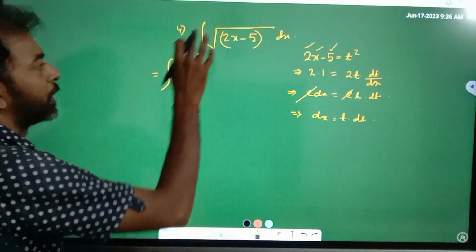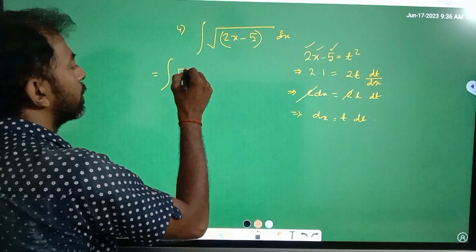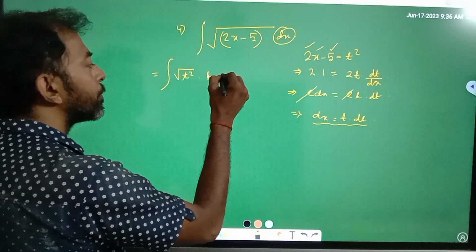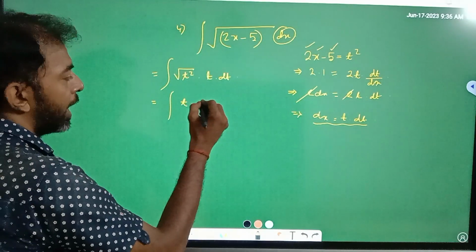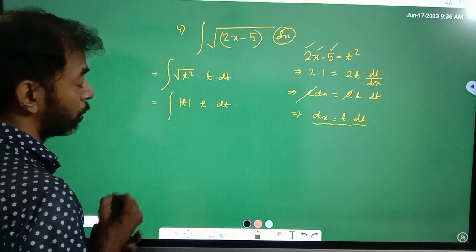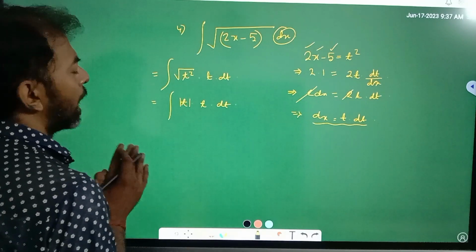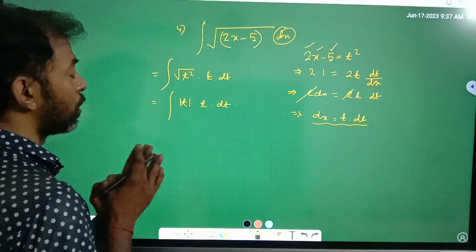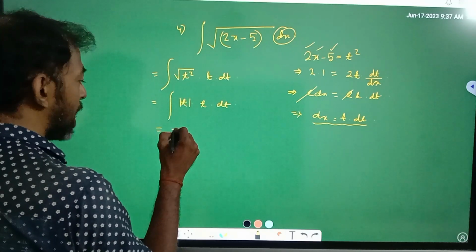Now, if we substitute those values, root under 2x minus 5 will be root under t square, and dx equals t into dt. Under root t square will be t, and into t dt. Actually this will be modulus t into t dt, because we all know that root under t square can be plus t or minus t. So we need to consider both, and this is actually the plus minus case.